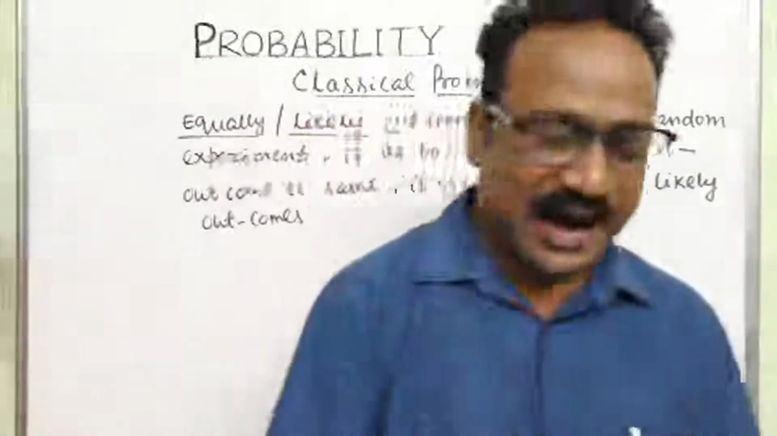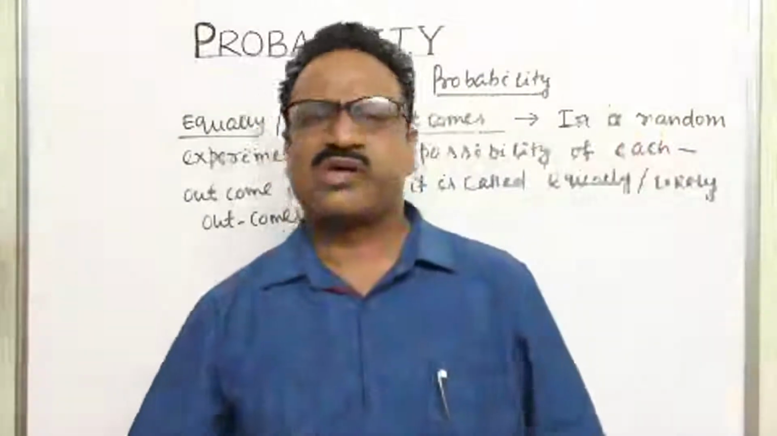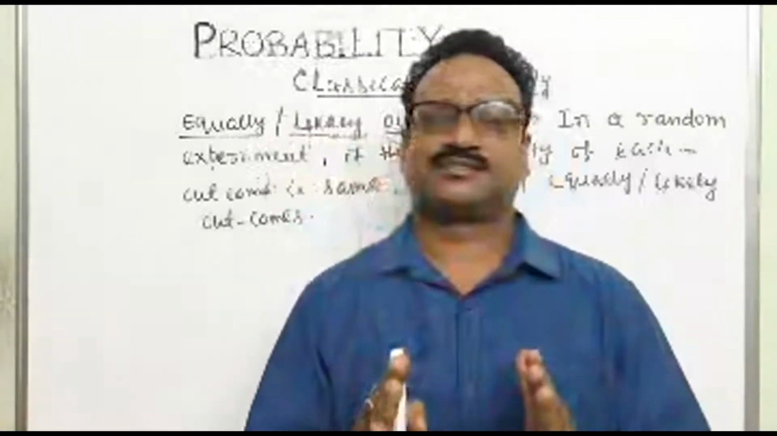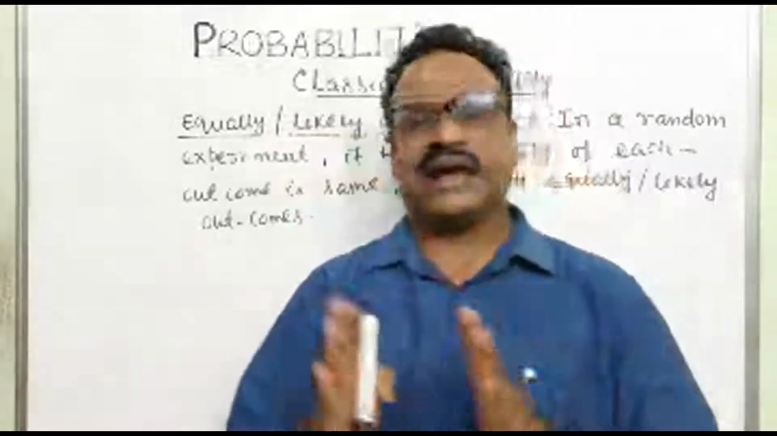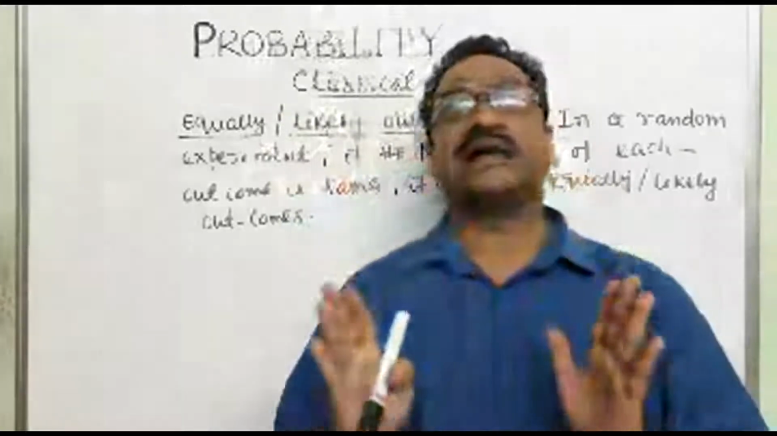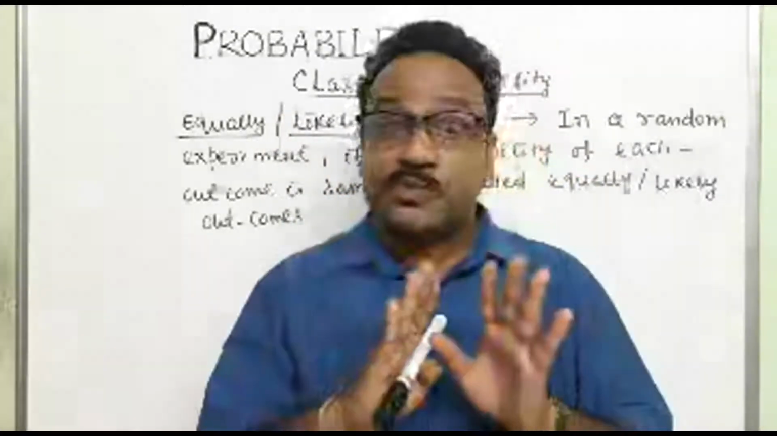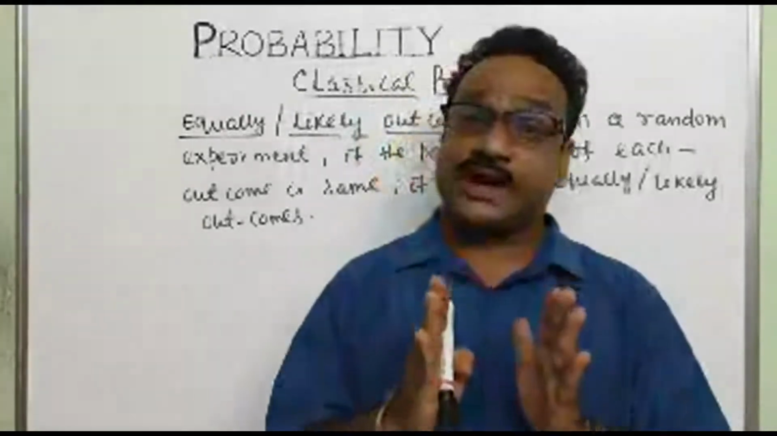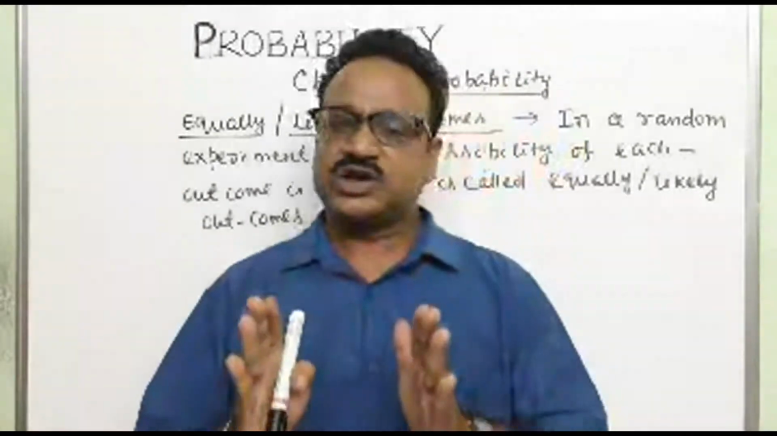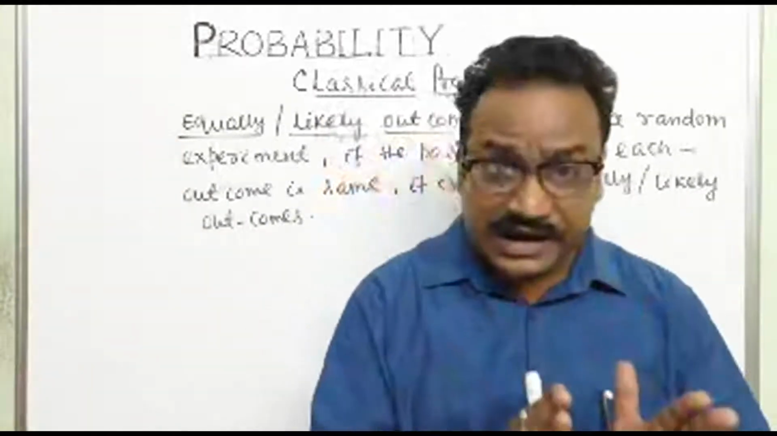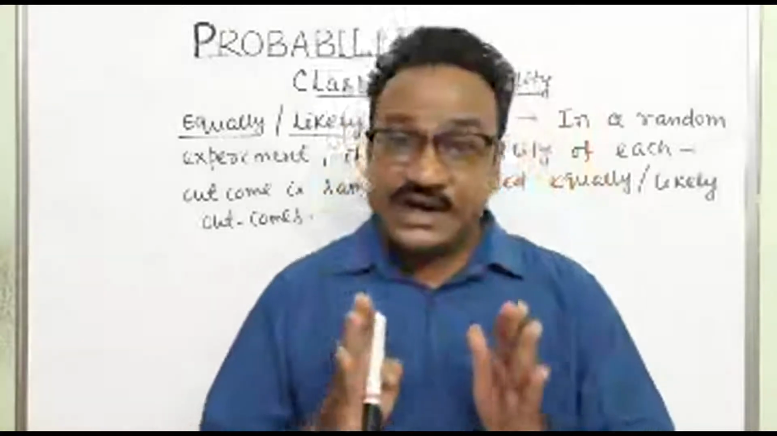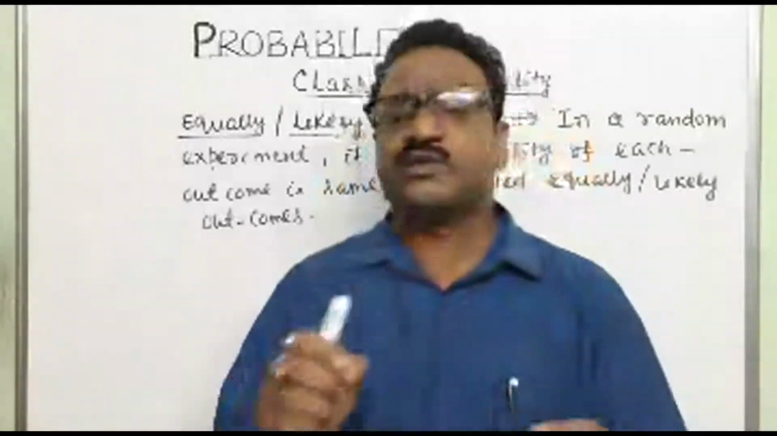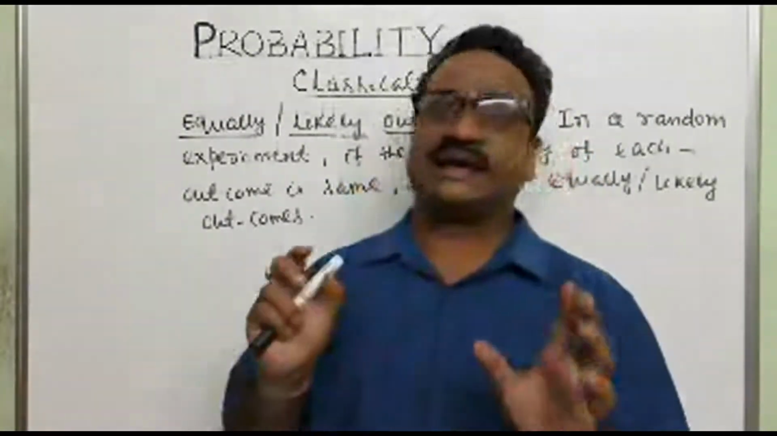Equally likely outcomes. When one coin is tossed, head may come, tail may come, equally likely. Unbiased coin: the coin is not biased, not defective. So we always write unbiased coin. Head or tail, equally likely. Rolling a dice, when 1, 2, 3, 4, 5, 6, anyone will come, equally likely.